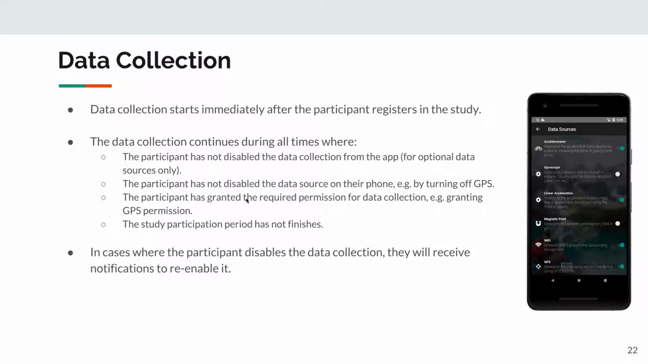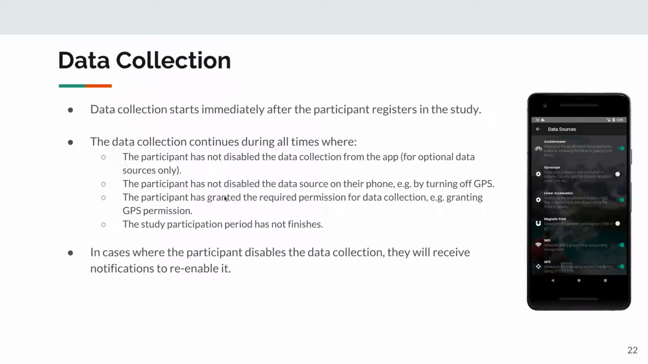Also, participants should not disable the data source from their phone. Of course, if they turn off GPS, there's nothing we can do. Bluetooth is one that they can explicitly turn off on their phone, and then we don't get beacon data. GPS is another one. Wi-Fi is another data source that they can explicitly turn off. They can't turn off motion sensor data. You don't have the option through settings to turn off accelerometer data.